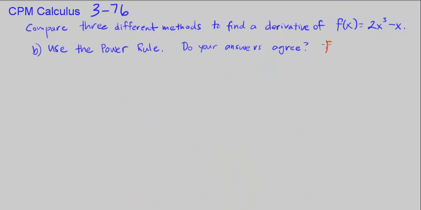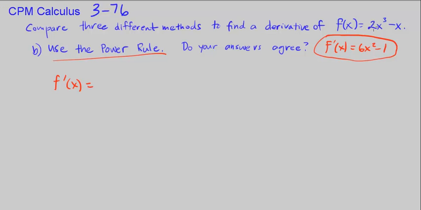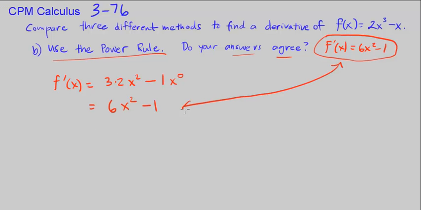Okay, so remember we just did this and we got 6x squared minus 1 using the definition of derivative. So using the power rule. So we look here, remember we bring the power down, so it's 3 times 2x squared, 3 minus 1, minus 1x to the 0. Simplify that, we get 6x squared, x to the 0 is 1, so minus 1. Do these answers agree? Well, yes they do, they're the same. Okay, so yes, they agree.